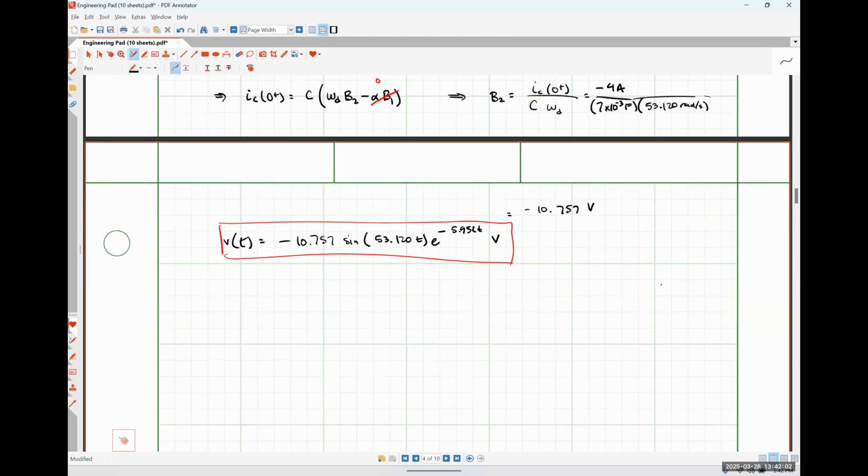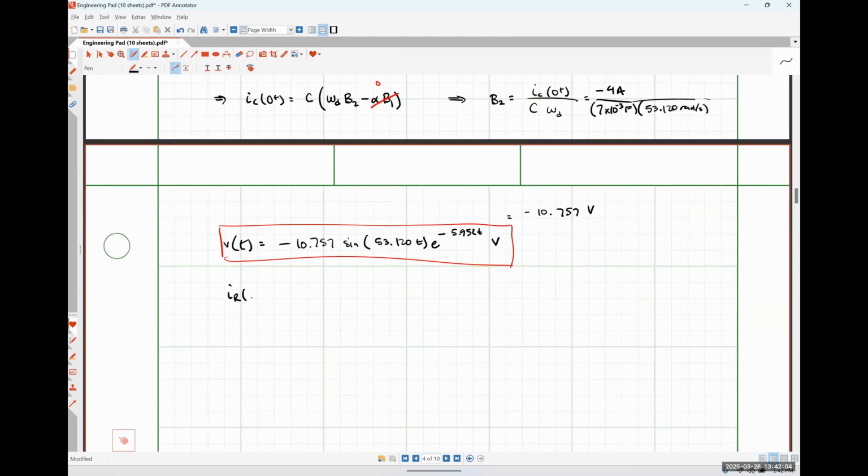My resistor current that I'm interested in, IR of t, is just V of t over 12 ohms. So take that answer, divide it by 12, and I get negative 0.896 and some change sine 53.120 t e to the negative 5.952 t amps.